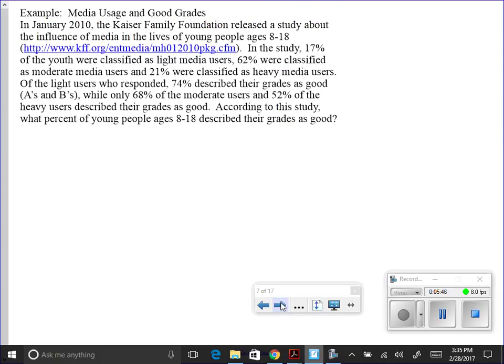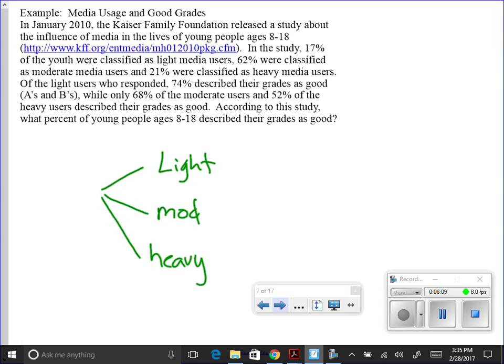I have a couple of examples we're going to run through. If you want to pause the video and try it before I go through it, I'll wait a couple of seconds before I start. In this problem, we have light media users, moderate media users, and heavy media users. Their probabilities are 0.17, 0.62, and 0.21. From there, they describe their grades.